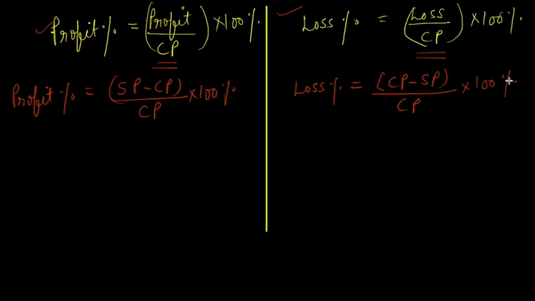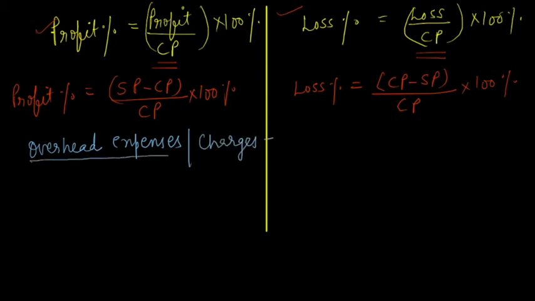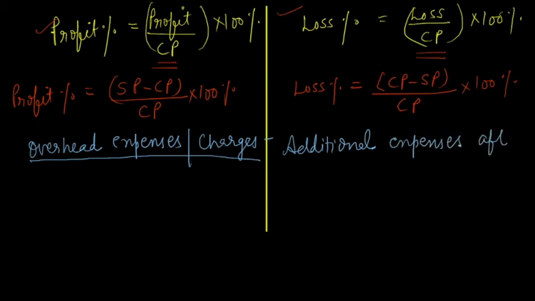Now, I will be explaining a topic in this chapter, which is overhead expenses, or these are called overhead charges as well. In a few books it is written as overhead charges, overhead expenses. So what do you mean by overhead expenses, overhead charges? These are basically the additional expenses after buying a product. Now what are these additional expenses? As one, I told you, the tax we pay.